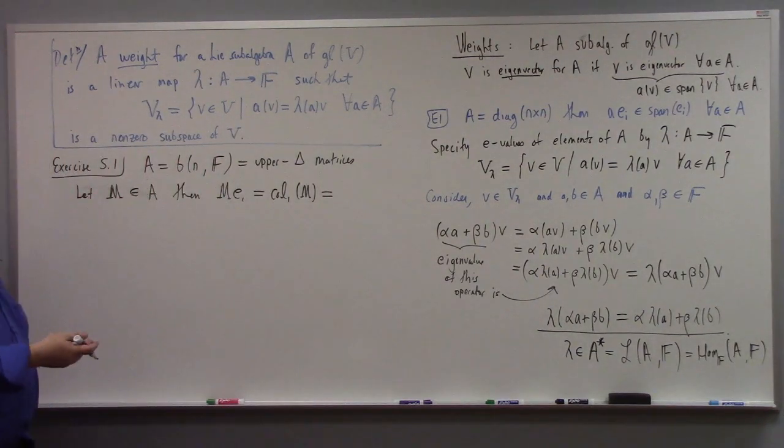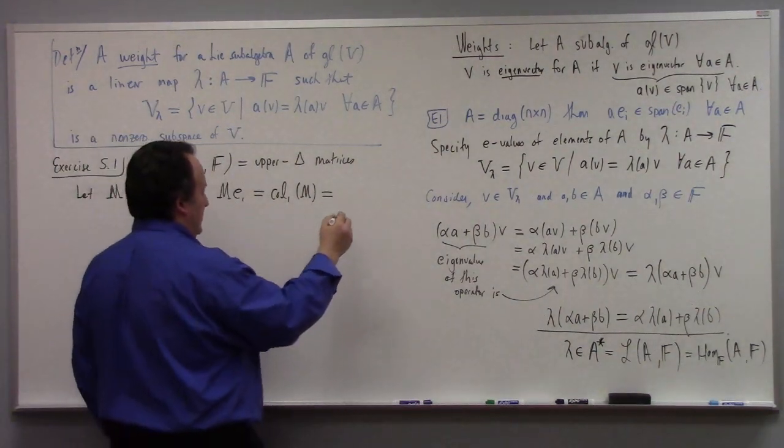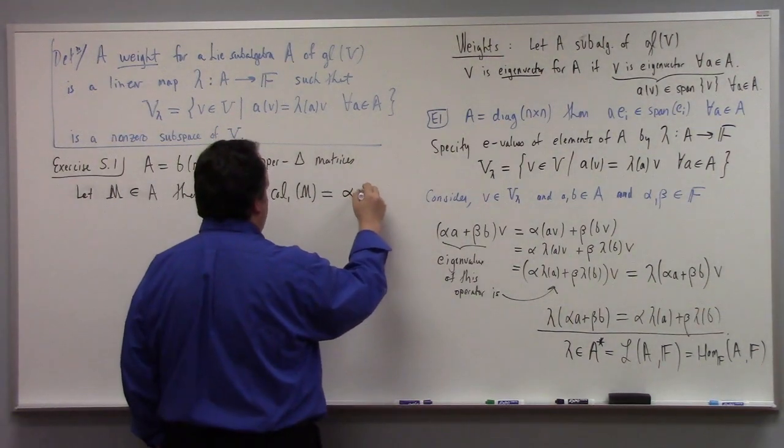Yeah, the first column is just a multiple of E1 again, right? So it's something like alpha times E1, right?